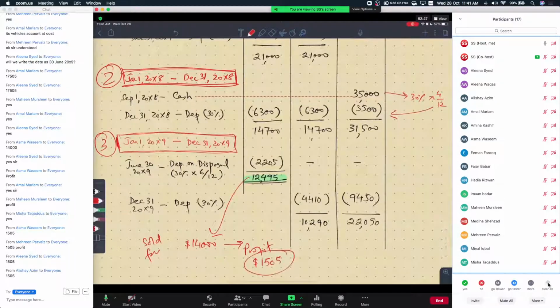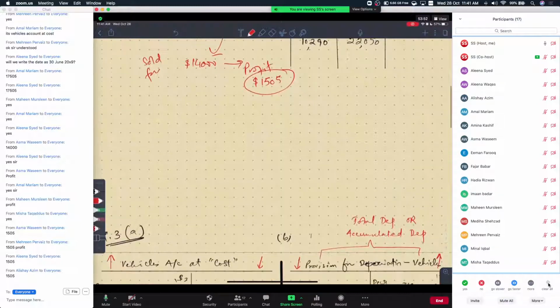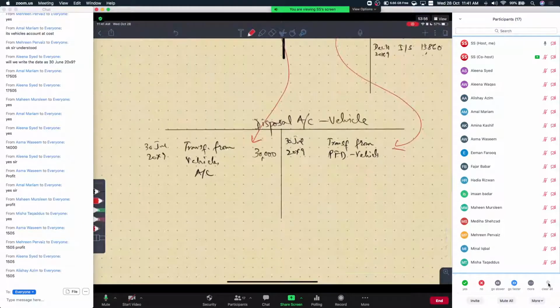So now we are going to justify this. And this profit is the reason why we take away these records from here and transfer to the disposal account. Because disposal account, the sole purpose of having this disposal account is to find out, did we make any profit or loss out of this transaction.